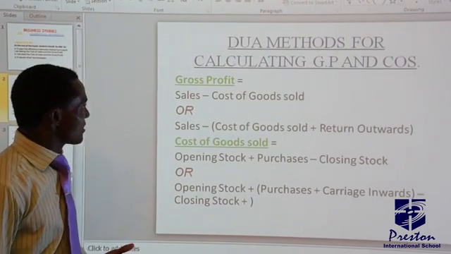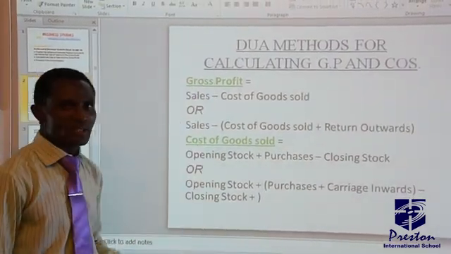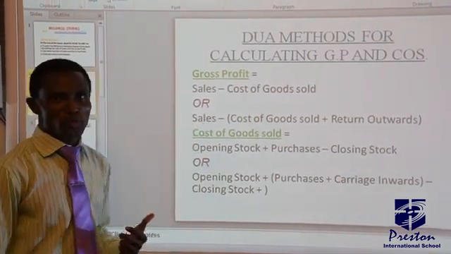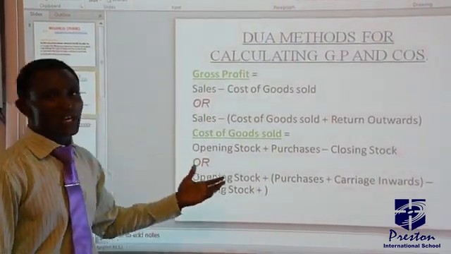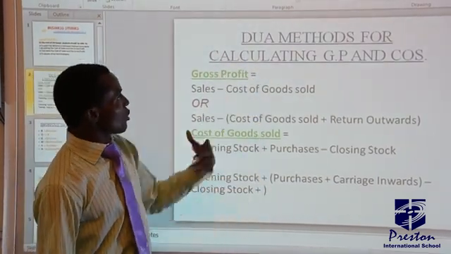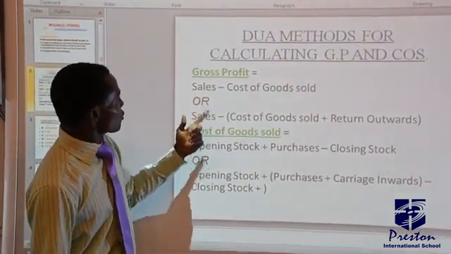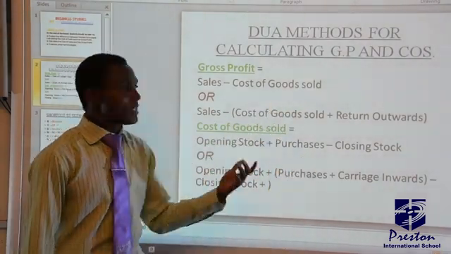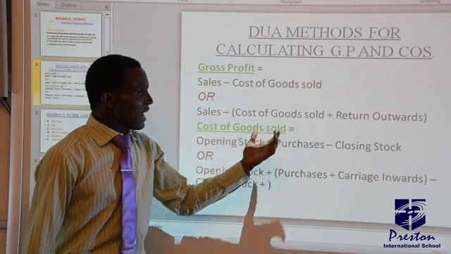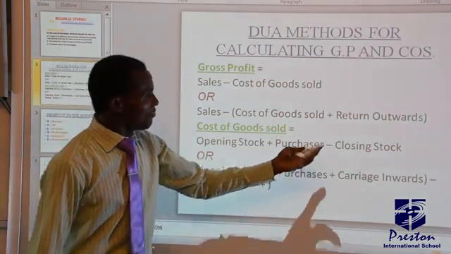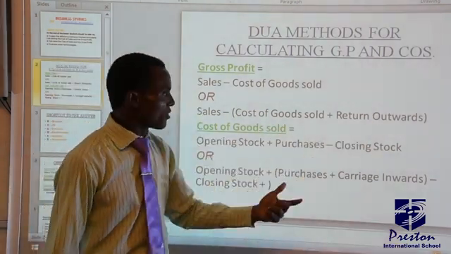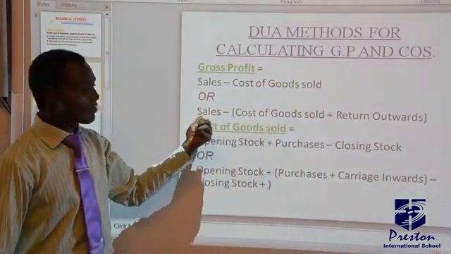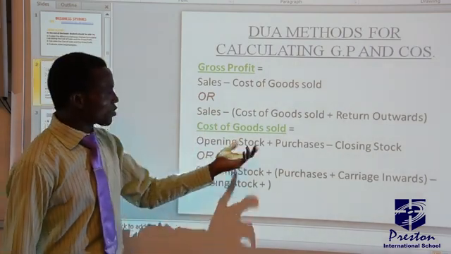Pertaining to these two items, looking straight into gross profit, there are two ways by which you can calculate gross profit as far as commercial arithmetic is concerned. We have the dual methods for calculating them. The first one is sales minus cost of goods sold. But I will always tell you, in a situation like this, among the items given to you, if you have your returns outwards among them, these returns outwards must be added to your cost of sales, which must be deducted from your sales. Likewise, the cost of goods sold.